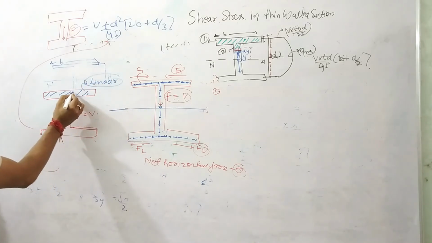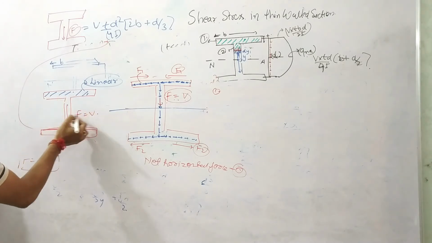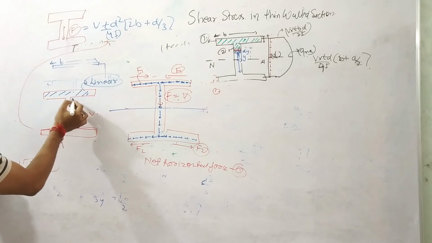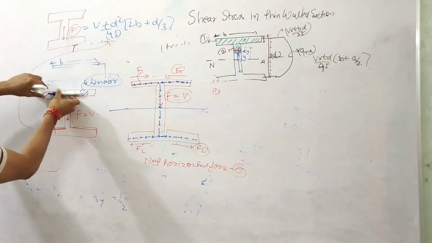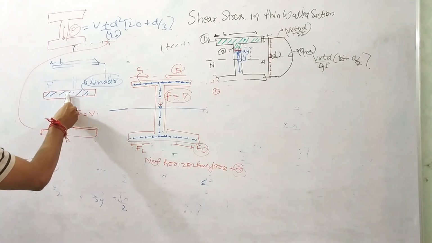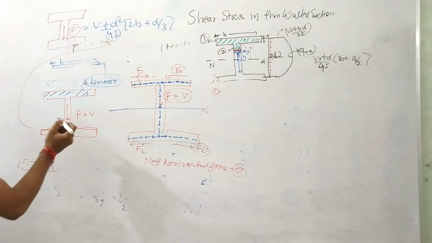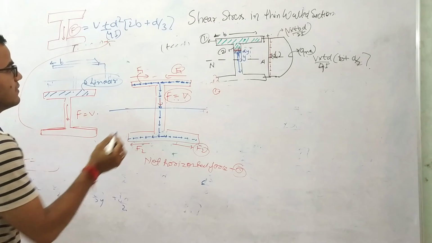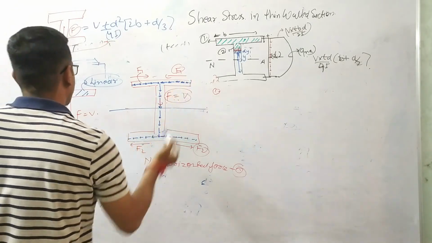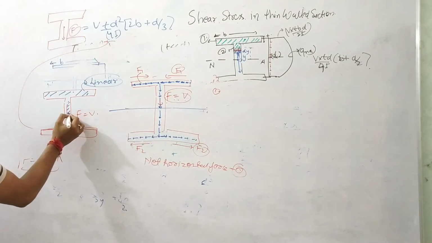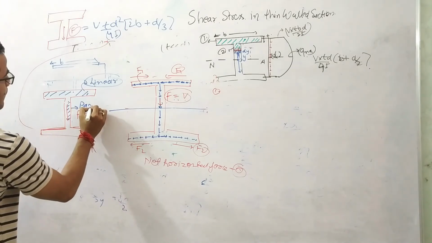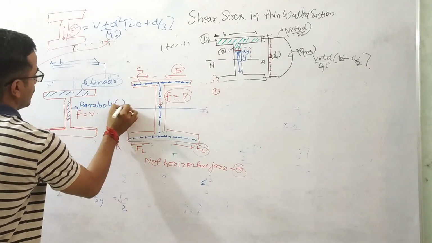This portion is perpendicular to this force. This portion is like this, and the force is acting like this, so both are perpendicular to each other. That's why at this location the variation will be linear, same as we derived earlier. For the portion which is along the shear force, the variation will be parabolic.